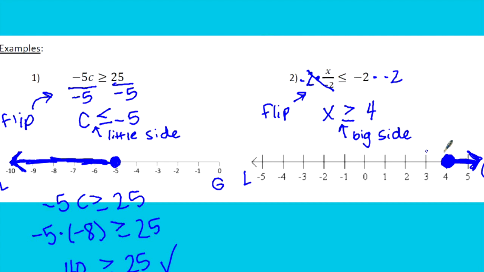So if I plug in a 5 here, my original inequality was x divided by negative 2 will be less than or equal to negative 2. If I plug in 5 here, I have 5 divided by negative 2 is less than or equal to negative 2. And when I do my division here, that's going to get me negative 2.5 is less than or equal to negative 2, and negative 2.5 is less than negative 2. So that is a true inequality there. We graphed to the correct direction, and we solved our inequality correctly.